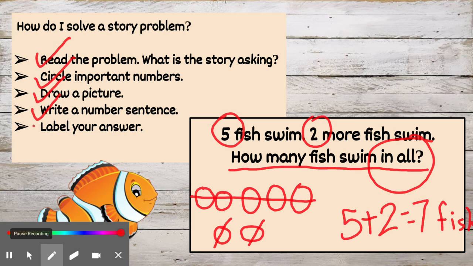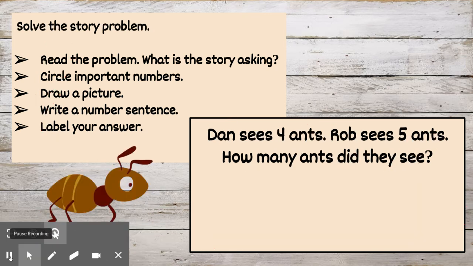So that is how you solve a story problem for addition. This activity is attached, and I want you to work on this today. It says, Dan sees 4 ants. Rob sees 5 ants. How many ants did they see? So follow these steps: read the problem, figure out what the story is asking, circle the important numbers, draw a picture, write a number sentence, and don't forget to label your answer.